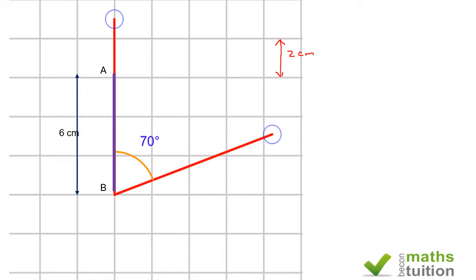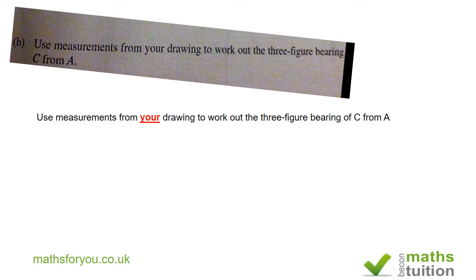And from B to C is, in real life, 12 kilometers. So if you divide 12 by 3, you should get 4 centimeters on paper. So from B to C should be 4 centimeters there. And my C is there. Now having got C, I can now join A to C, and that's my triangle. Now, that's the first part of the question completed. Now, the second part of the question follows, and that says, use measurements from your drawing.